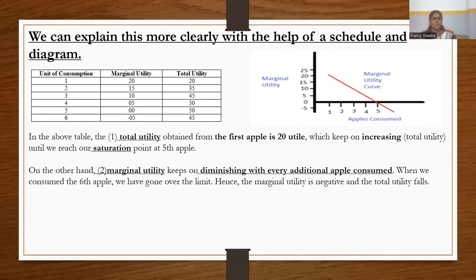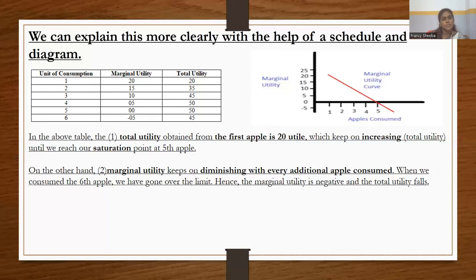We can explain this more clearly with the help of a schedule and diagram. In the above table, the total utility obtained from the first apple is 20 utils, which keeps on increasing until we reach our saturation point at the 5th apple. On the other hand, marginal utility keeps on diminishing with every additional apple consumed. When we consume the 6th apple, we have gone over the limit. Hence, the marginal utility is negative and the total utility falls.